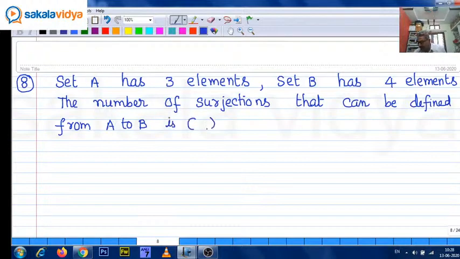surjections means onto functions, don't get any confusion. Okay, first option is 144, second option is 12, third option is 0, fourth option is 64.